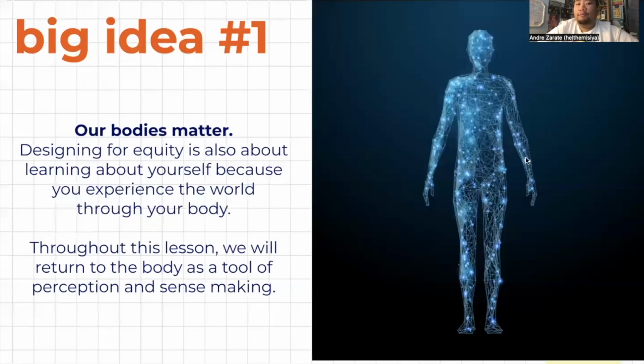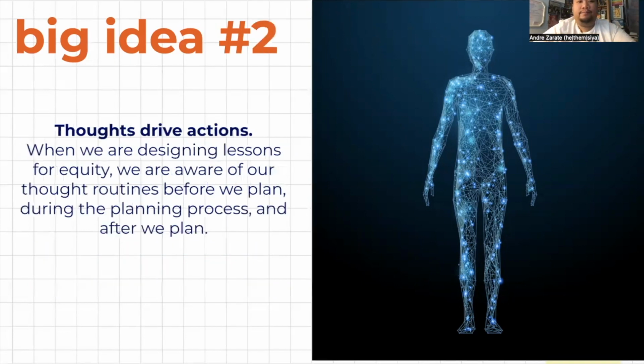So, there are a few big ideas that are really important before we engage in this work. The first one is big idea number one: our bodies matter. Designing for equity is also about learning about yourself because you experience the world through your body. And throughout this lesson, we're going to learn about tools on how to return to the body as a tool of perception and sense making. And this is one big idea that I have been taking with me over the last 3 years, where I start thinking about how my body is affected in spaces as well.